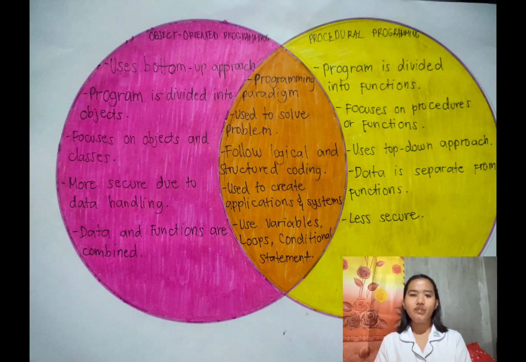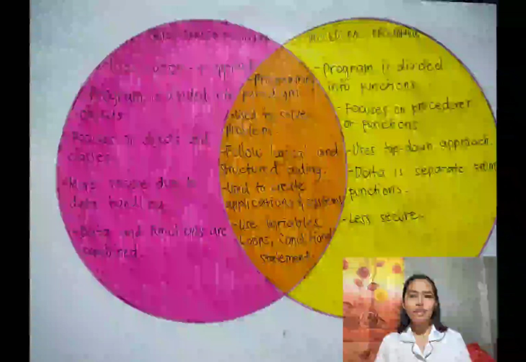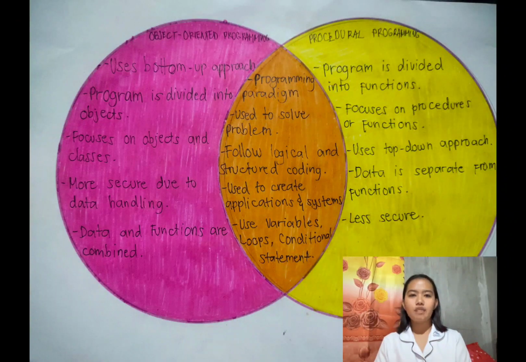Now, let us move to the right side of the Venn diagram, which represents object-oriented programming, also known as OOP. Object-oriented programming focuses on objects and classes. An object is the real-world representation that contains data and functions together. These objects are created using classes. Object-oriented programming follows the bottom-up approach.